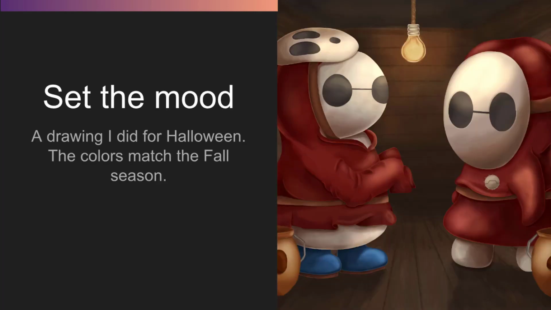So this digital painting is an example of colors that set a mood. I did this drawing for Halloween and the colors match the fall season. Since Halloween is happening in the fall season, I'm using a low saturated kind of brown color palette. So if you had to guess the season from this picture, you can immediately guess it's fall and not summer, because summer's way brighter.